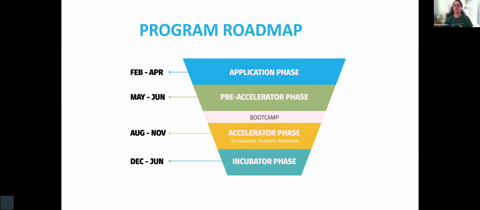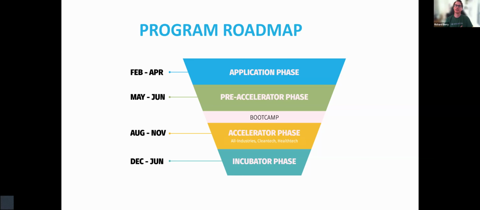Then we will take the top 12, up to 12 in the accelerator phase. Usually it's 4 clean tech, 4 all industries, and 4 health tech across those 3 streams. And then at the end of the program, around November, December, you'll move into the incubator phase, which is where you'll be matched with a team of mentors, and you'll meet with those mentors month on month, and you'll be based from one of our hubs, either in Gosford or in Newcastle.